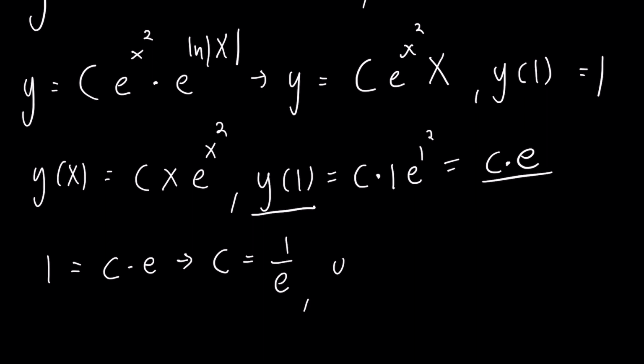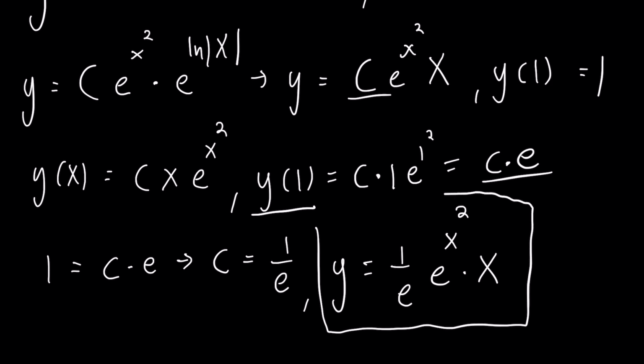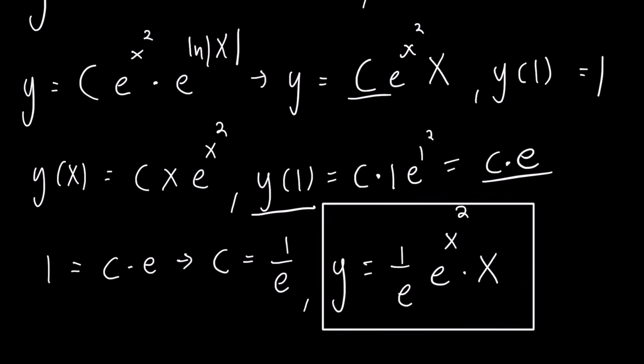So now we could say that y is 1 over e, which is this c, times e to the x squared power times x, and this is the solution to the differential equation satisfying y evaluated at 1 equals 1.